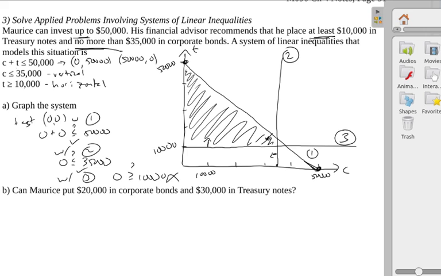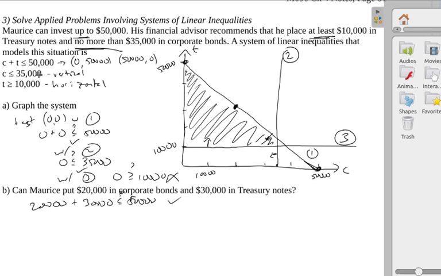All right, the follow-up question here says, can Maurice put $20,000 in corporate bonds and $30,000 in treasury notes? Well, this is the point 20,000, 30,000. That's that point right there, it looks like. Actually, I guess that might be right on the line. Trying to read that off the graph might be a little sketchy, so we might test each of these inequalities individually. C plus T is $20,000 plus 30,000 is less than or equal to 50,000? That one's true. That's actually equal to $50,000, so it actually did lie right on that line.